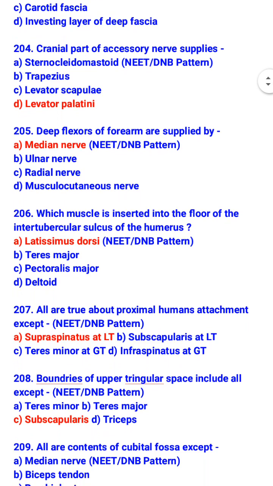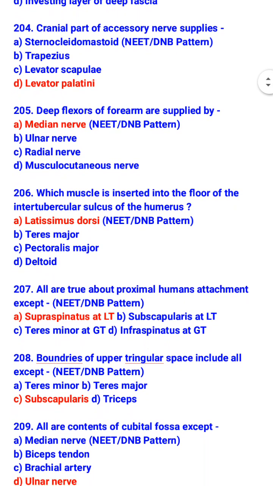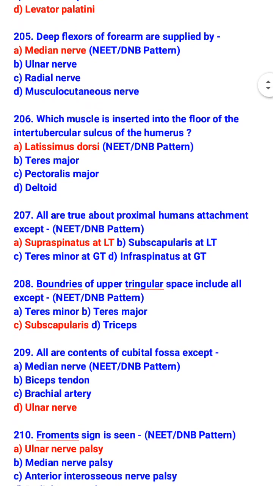Which muscle is inserted into the floor of the intertubercular sulcus of the humerus? Latissimus dorsi. All are true about proximal humerus attachment except supraspinatus at lesser tubercle. So what is true about proximal humerus attachment? Subscapularis at lesser tubercle, teres minor at greater tubercle, and infraspinatus at greater tubercle.